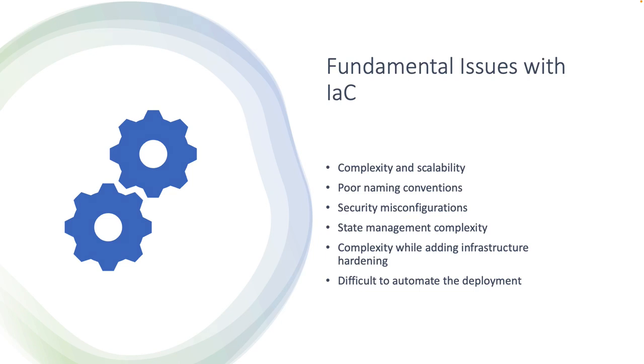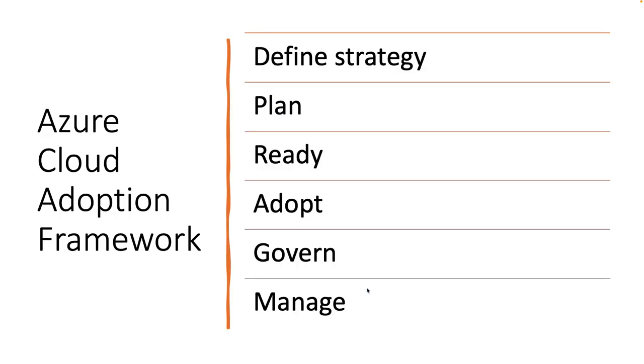Now, looking at all these different challenges within infrastructure as code, the solution that we as a team have come across is Azure's Cloud Adoption Framework. There are around six principles to the Azure Cloud Adoption Framework, right? You define your strategy, you plan your strategy, then you ready your environment, you adopt the cloud, you govern the cloud, and then eventually you manage the cloud itself. You monitor the cloud. These are six fundamental steps to Azure's Cloud Adoption Framework.